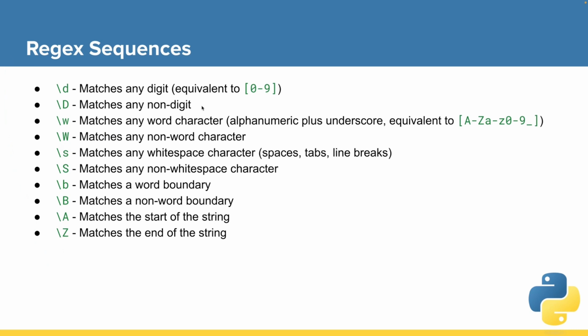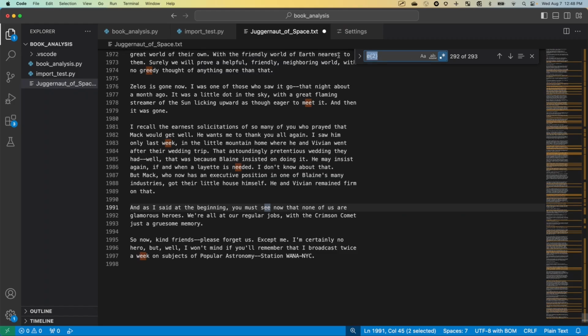Metacharacters. We also have sequences, which are preceded by a backslash, and then a character which, coupled with the backslash, takes on special meaning. So our backslash d matches any digit. Our backslash uppercase D matches any non-digit. So let's take a look at that.